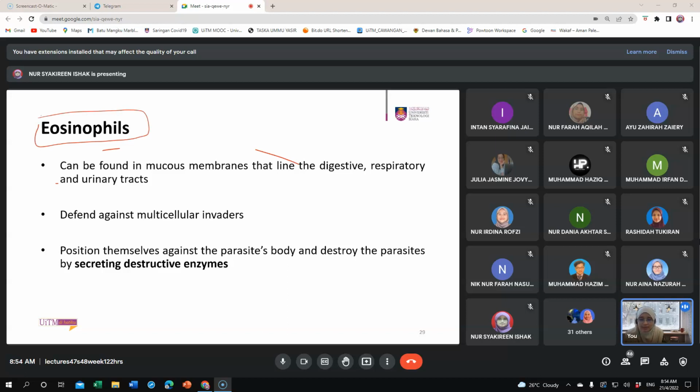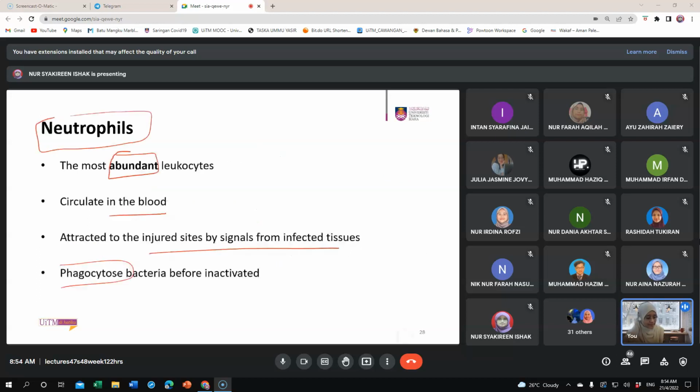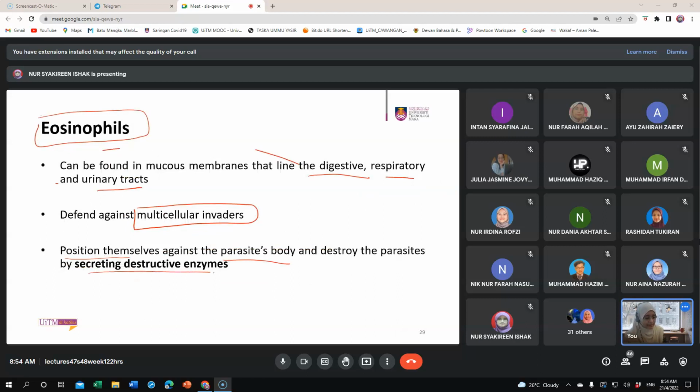Okay, so next is the eosinophil. It can be found in the mucous membrane that lines the digestive, respiratory, and also urinary tract. So this is where you can find the eosinophil. As I said, it defends against multicellular invaders, multicellular parasites. By what mechanism? The eosinophil will position themselves against the parasite body and destroy the parasites by secreting destructive enzymes. Okay, eosinophil ni dia boleh engulf pathogen dan dia juga boleh destroy multicellular parasite by secreting destructive enzyme to the parasite, to destroy the parasite's body.